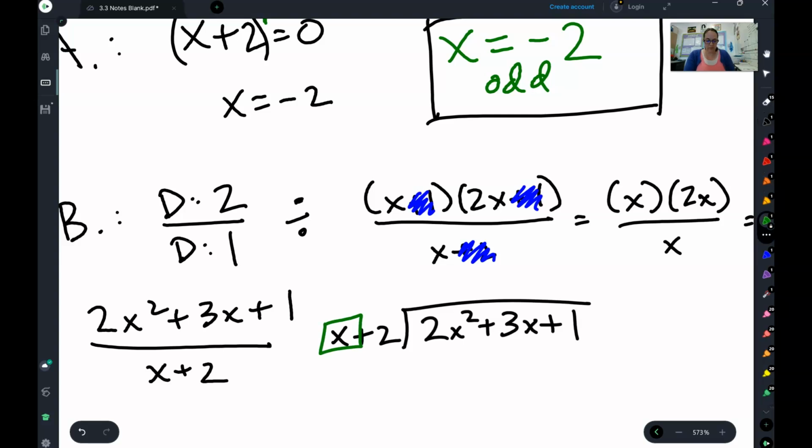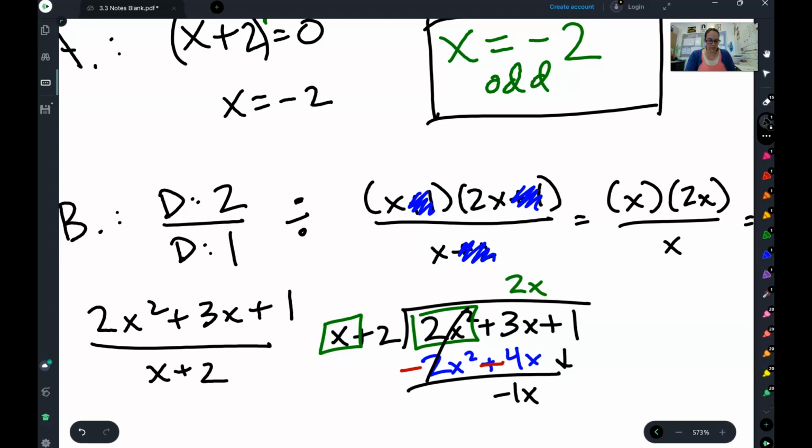So x times what is 2x squared? That's a 2x distributed out. Change the signs. And I get -1x, bring down the 1. X times what is -1x? That's a -1. Distributed out. Change the signs. And I get a remainder of 3.